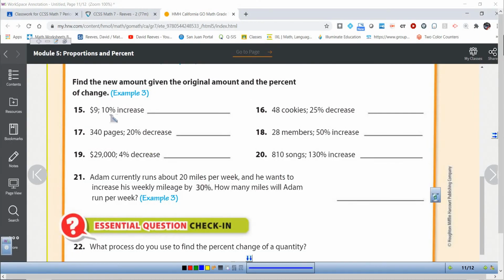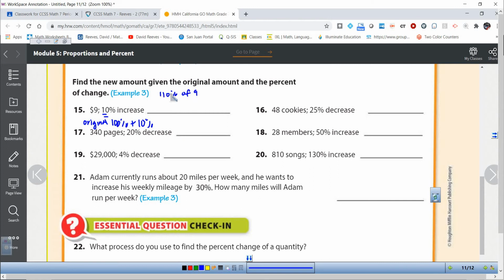Now instead of having us find the percent of change, they're going to give us the percent of change, and then they're going to ask us what the new amount is. So we want a 10% increase. It is super duper important that you watch my previous video on this. If we have the 10% increase, we're going to have the original 100% plus 10%. So what we want is 110% because it's an increase of 9.